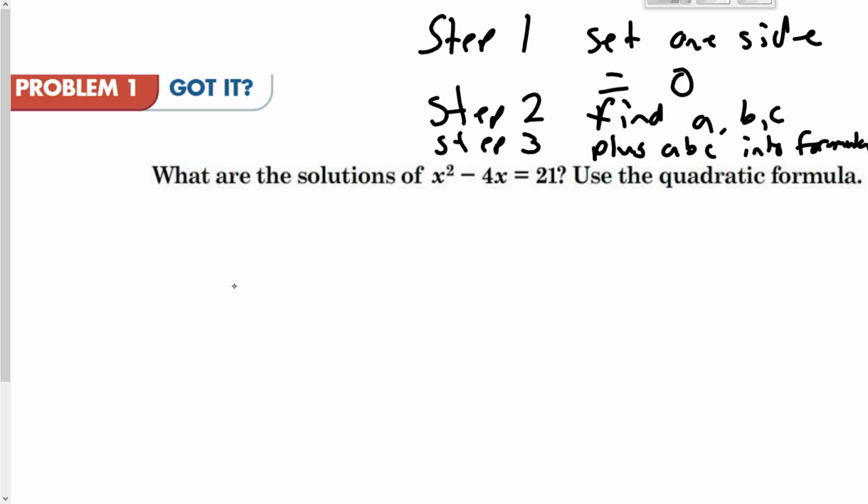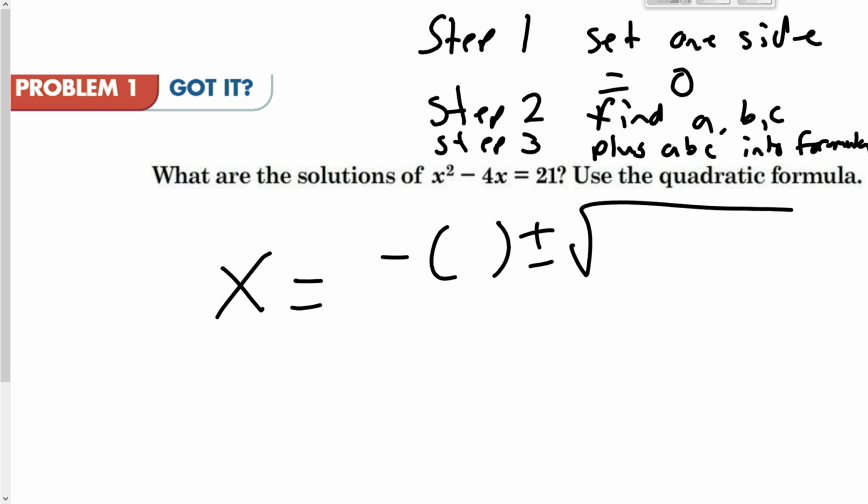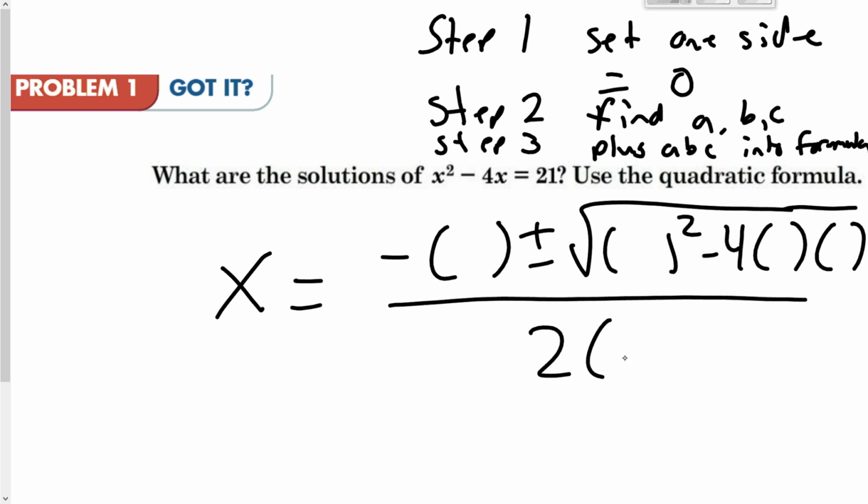So I'm going to just do my outline first. Negative b plus or minus the square root of b squared minus 4ac all over 2 times my a. Now I want to enter in my a, which is 1 because I have 1x squared. So 1 here, 1 here. Now I'm going to enter in my b. My b is negative 4, so I'll enter that here and here.